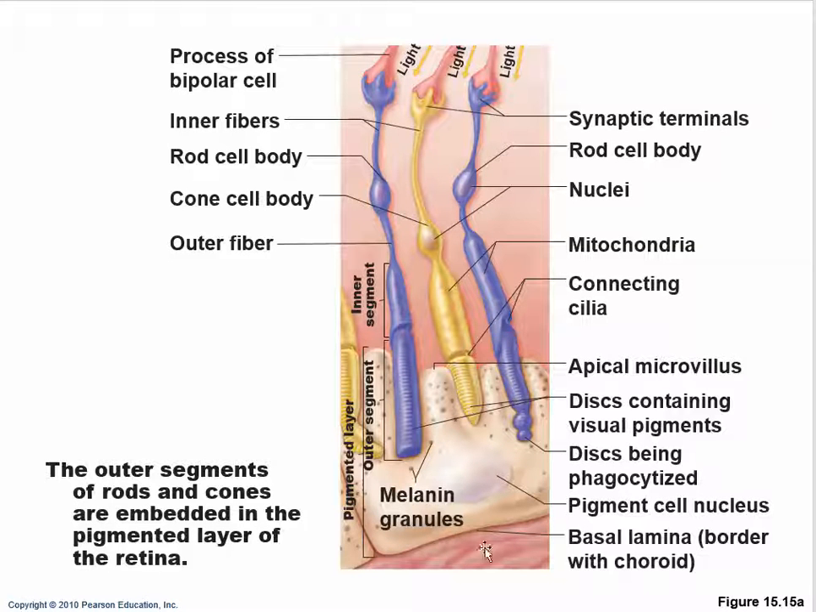So the pigment cell holds them in place and has these melanin granules to stop reflection. So that light that hits here does not pass through here and also affect this rod. Yeah, and there's almost like little walls between each rod and cone because of that.